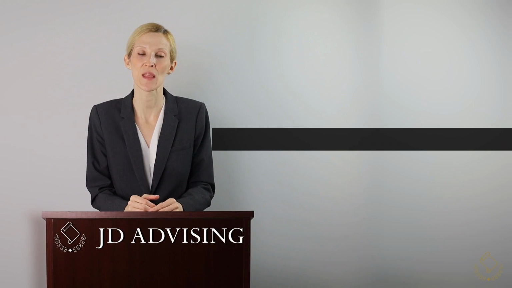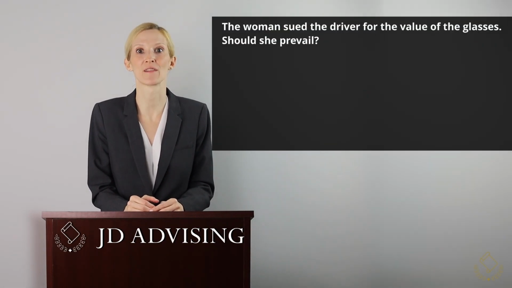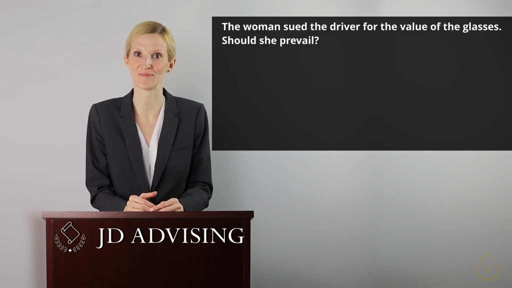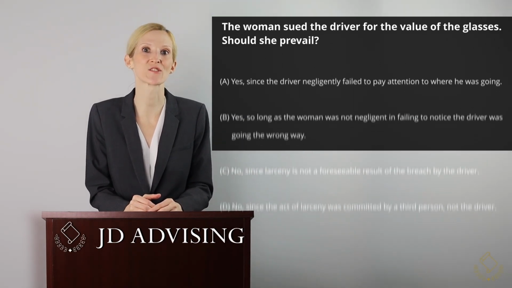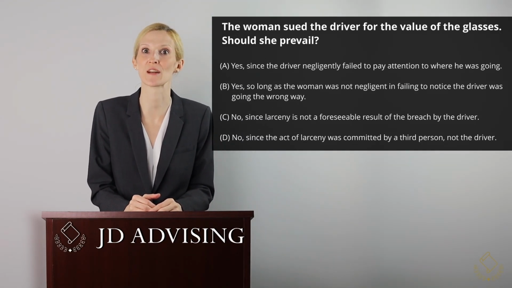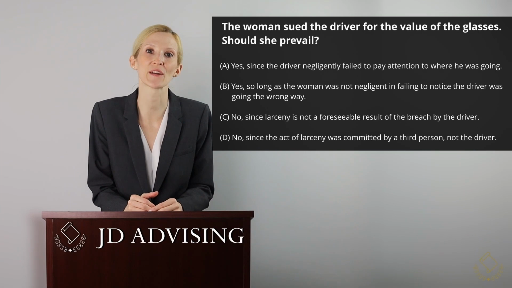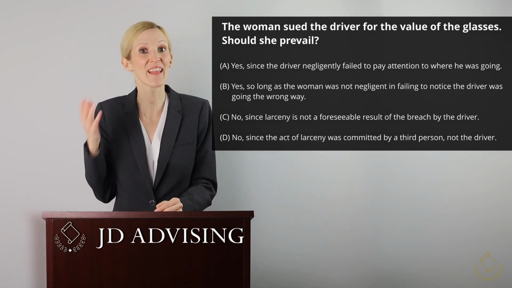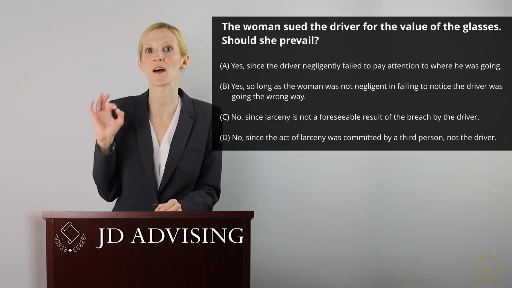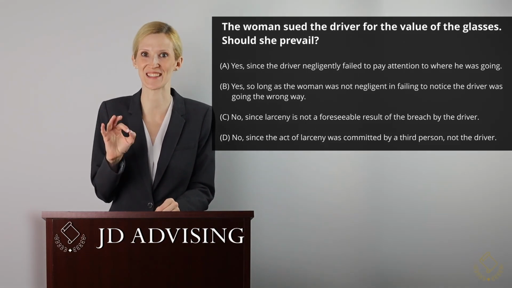So now what we want to do is find a conclusion that mirrors exactly what we just said. So the woman sued the driver for the value of the glasses. Will she prevail? Let's look at the no answer choices first because we don't think she's going to prevail. And then once we figure out what the answer choice is that we like, we're going to go back and make sure that the other ones still seem incorrect to us.